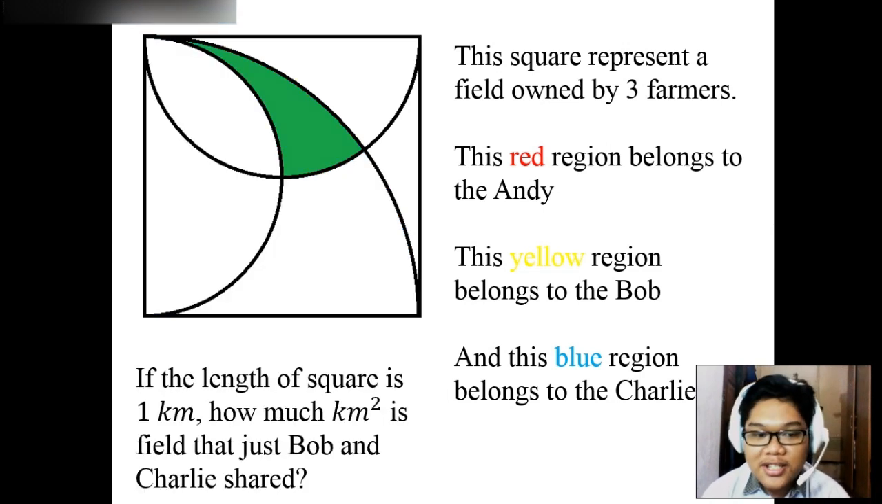And the question is, if the length of the square is 1 kilometer, how many square kilometers is the field that just Bob and Charlie share? Or it's just the intersection between Bob's field and Charlie's field, but doesn't include Andy's field? Such an interesting question, doesn't it?